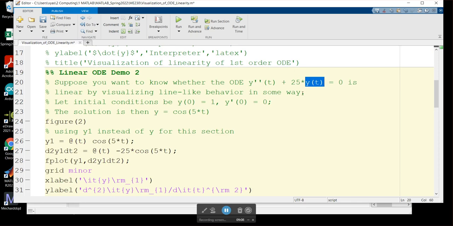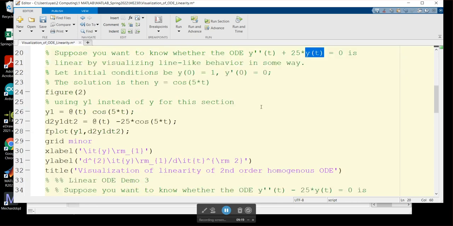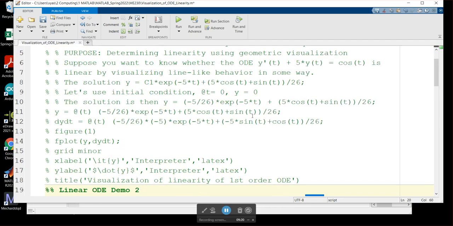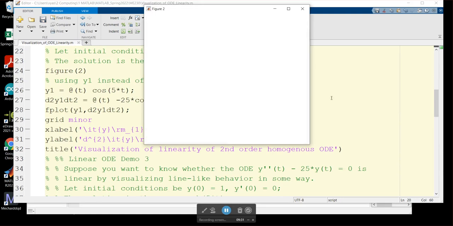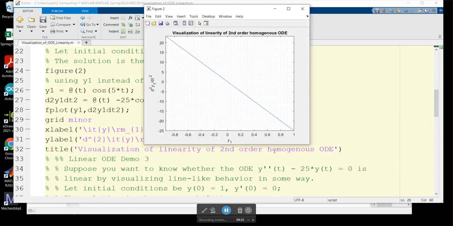So y of t on the horizontal axis, y double prime of t, meaning second derivative of y, on the vertical axis, I should get a line, and I should get a line of negative slope of 25. And now we are going to run this script again, but only on this section. If my claim of it being linear is correct, I should see a line. So run, voila, we see a line.